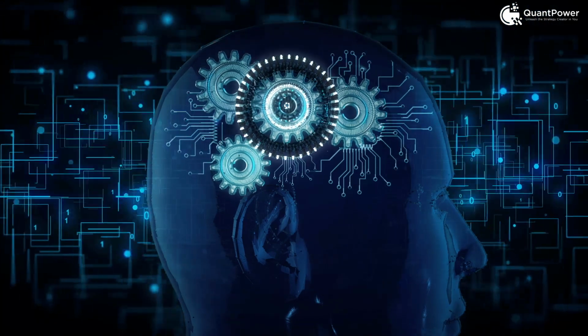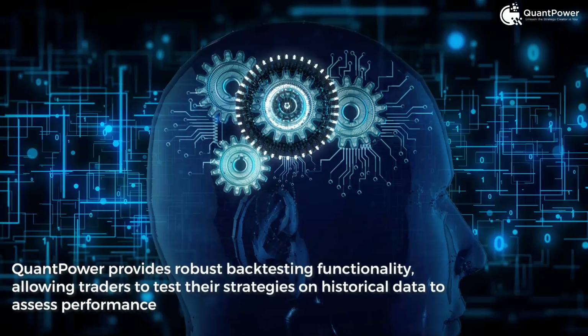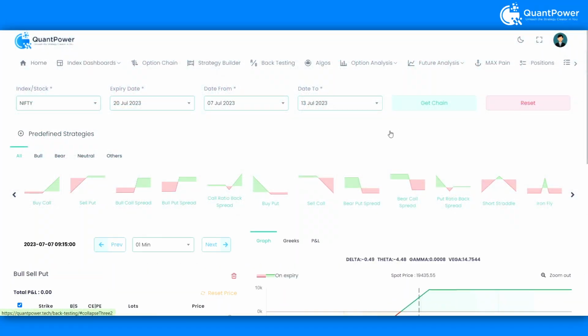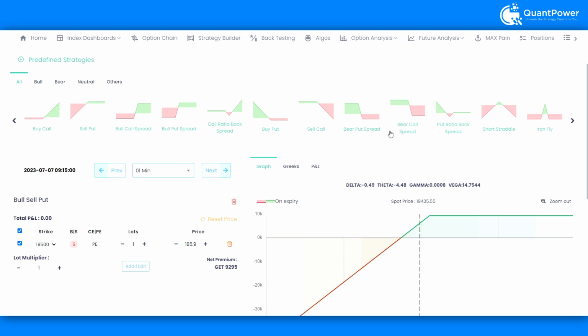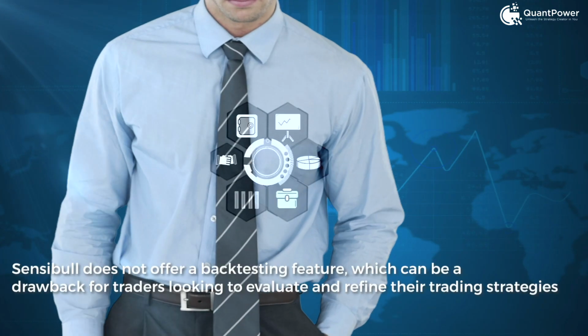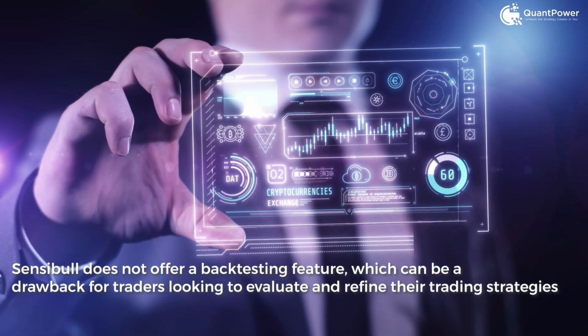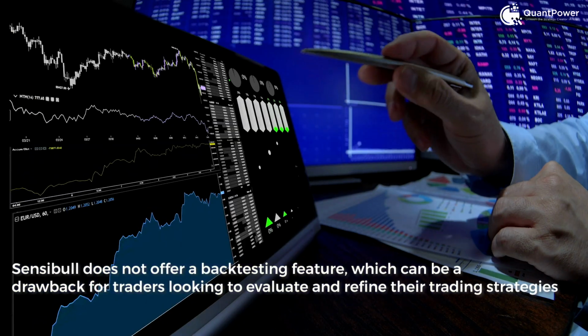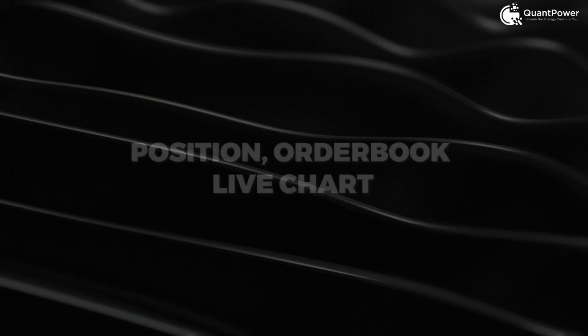Another important aspect is backtesting. QuantPower provides robust backtesting functionality, allowing traders to test their strategies on historical data to assess performance. Unfortunately, Sensibull does not offer a backtesting feature, which can be a drawback for traders looking to evaluate and refine their trading strategies.